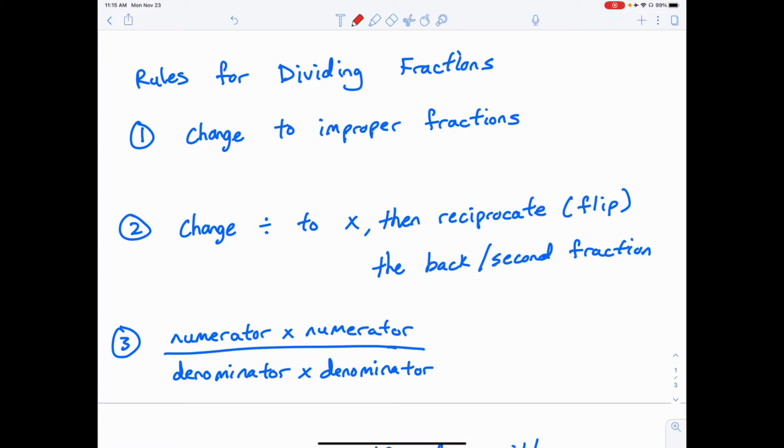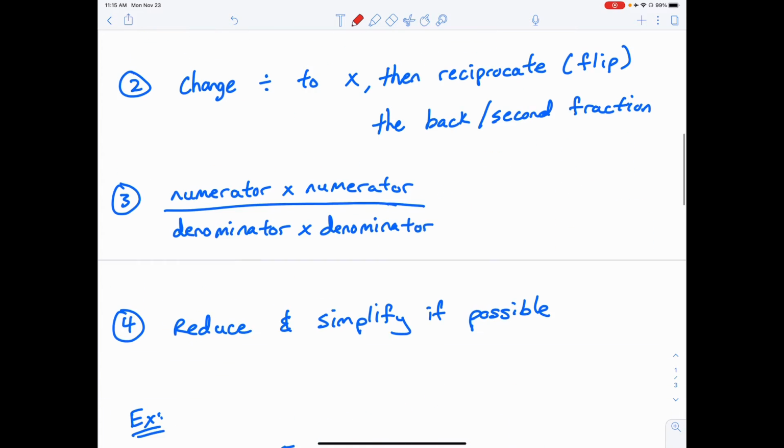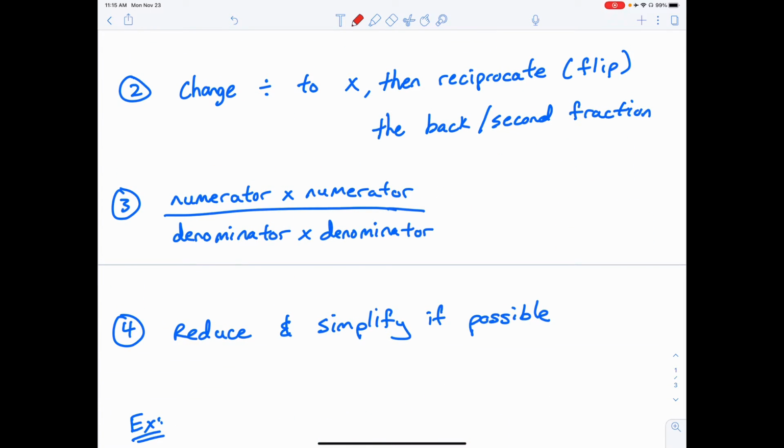Now, when we change it to a multiplication sign, you need to remember to reciprocate, okay? That means to flip the back or second fraction. So when we change divide to multiply, you flip the fraction that's behind the division sign. Then we just come to basically a multiplication, fraction times fraction. So the rule goes back to numerator times numerator divided by denominator times denominator. Again, of course, we always reduce and simplify if possible. Teachers always want the reduced form, simplest form if possible.